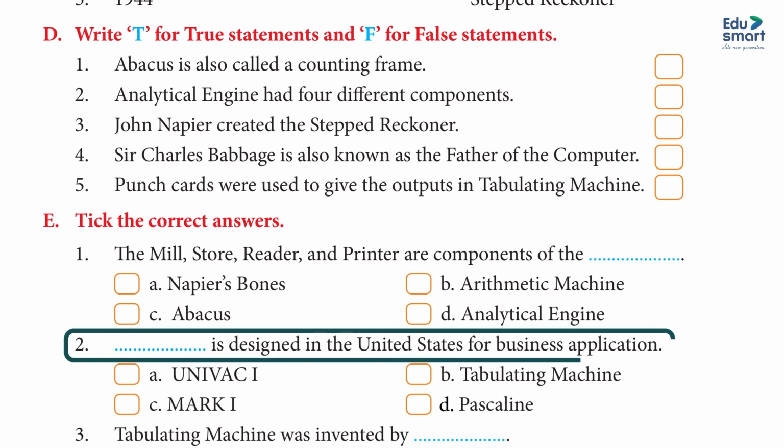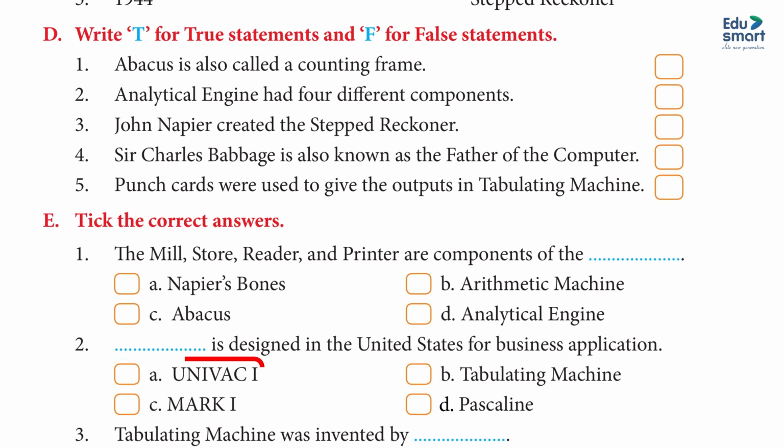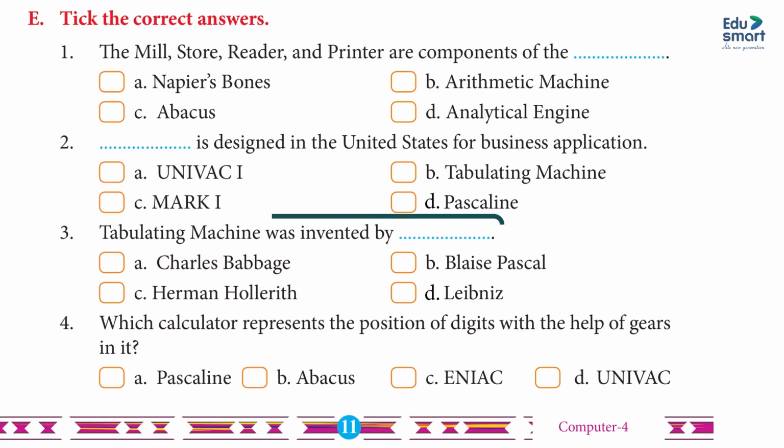2. Dash is designed in the United States for business application. A. UNIVAC I. B. Tabulating machine. C. Mark I. D. Pascaline. Answer: A. UNIVAC I.